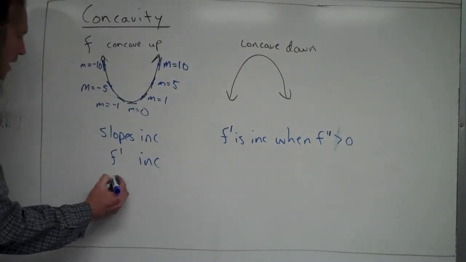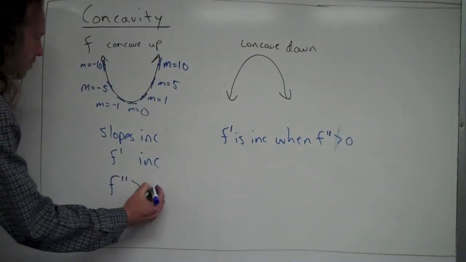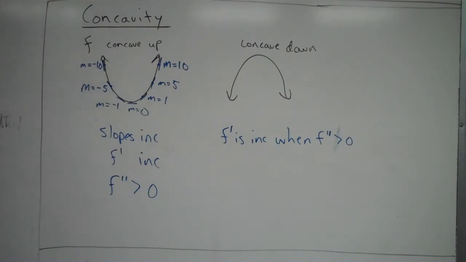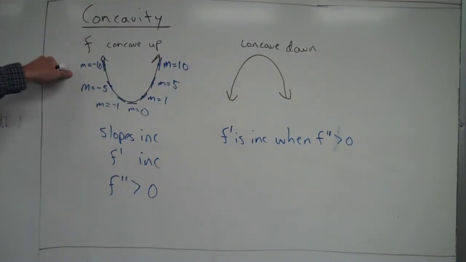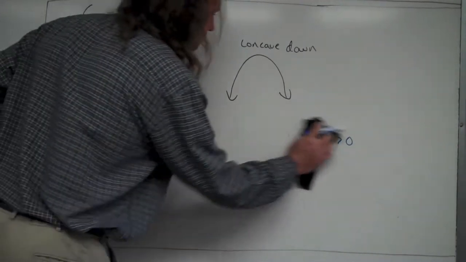So on a concave up graph, f double prime is greater than 0. That is an important thing to remember, because when you're thinking concavity, for the most part you should be thinking, okay, concavity, second derivative, all right? If the second derivative of the function is positive, the graph is concave up. So that's a very important thing to remember and to keep in mind.